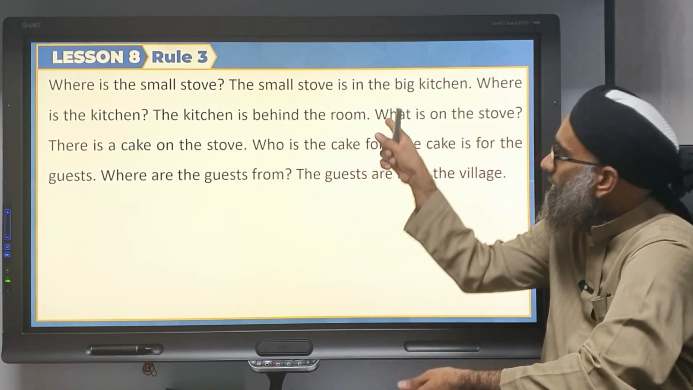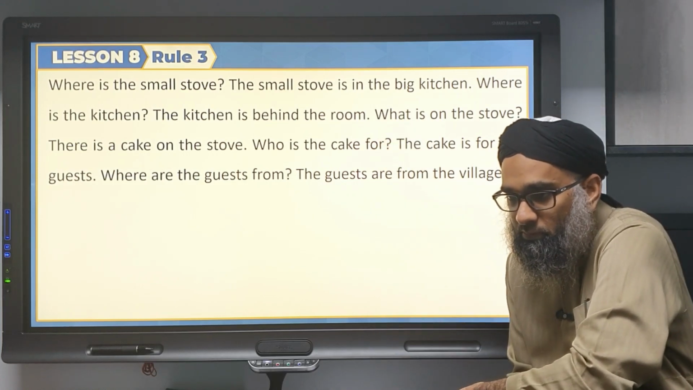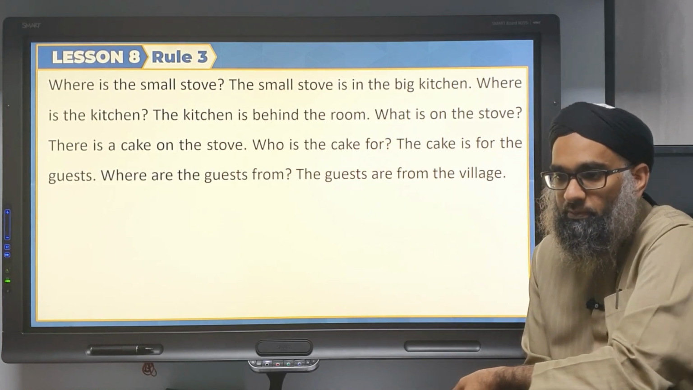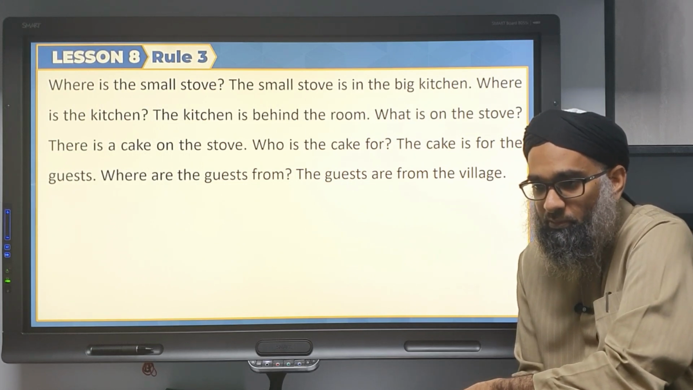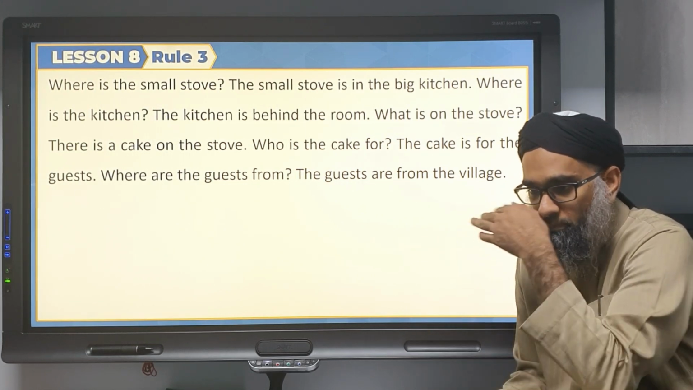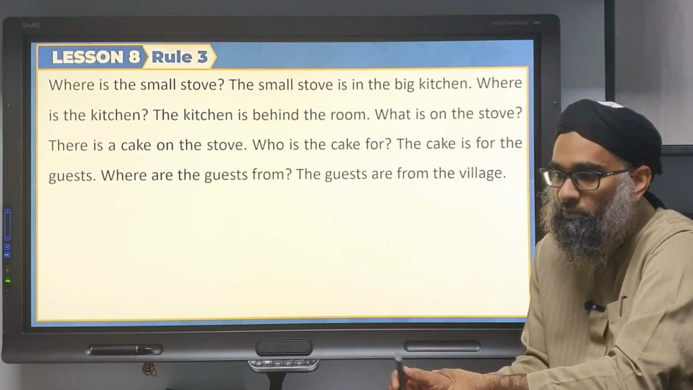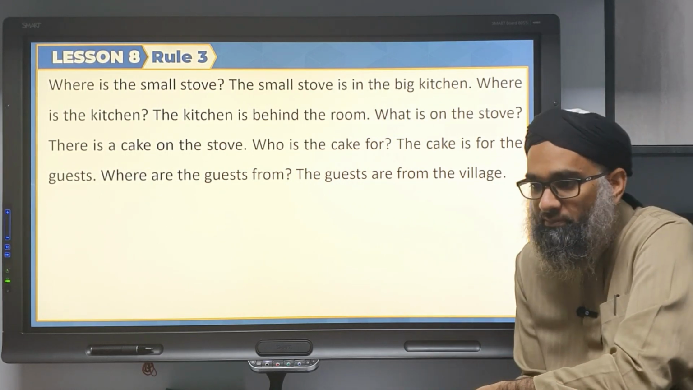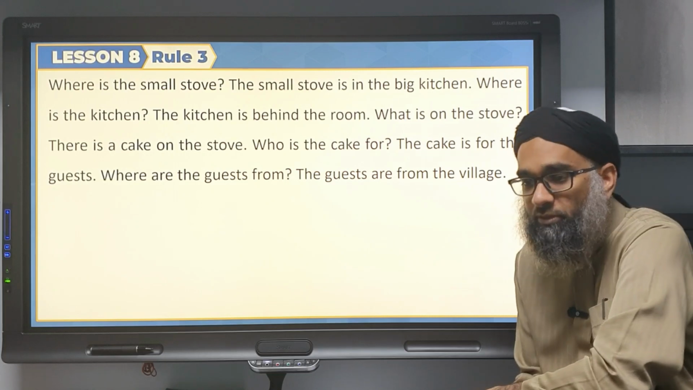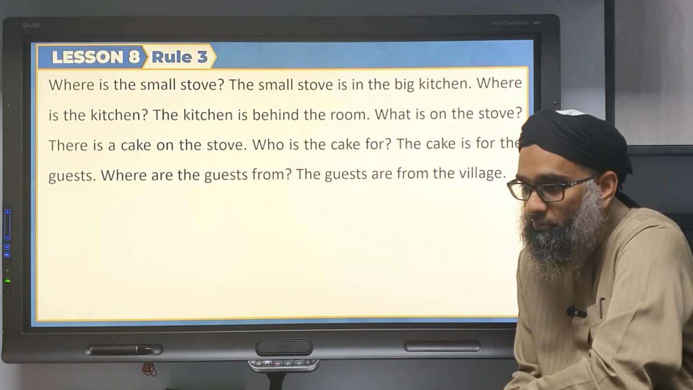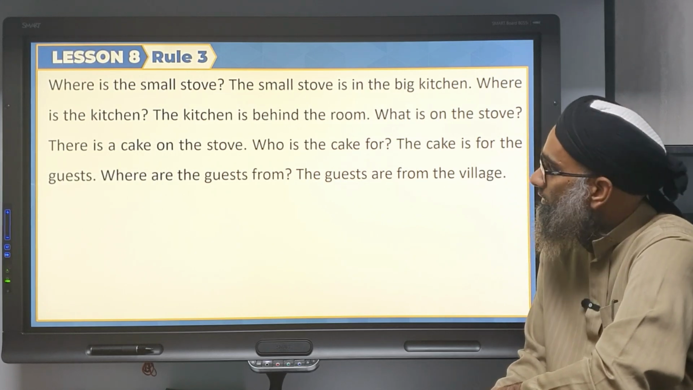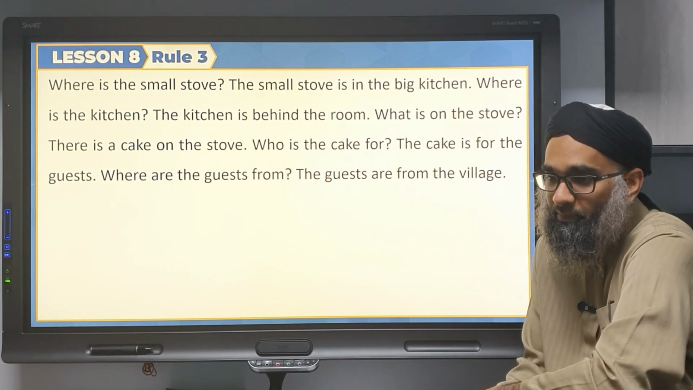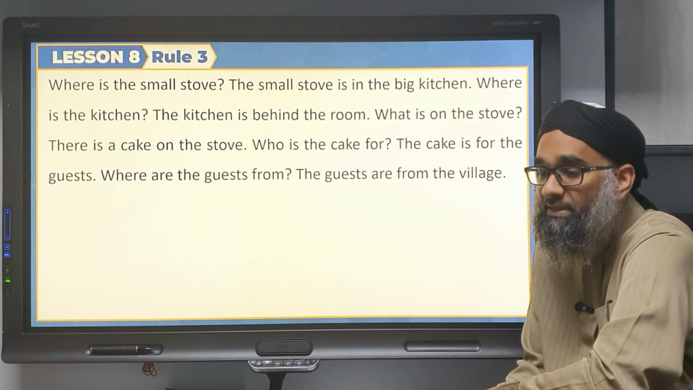What is on the stove? Chula. Chule par. Chule par kya hai? Chule par ek cake hai.